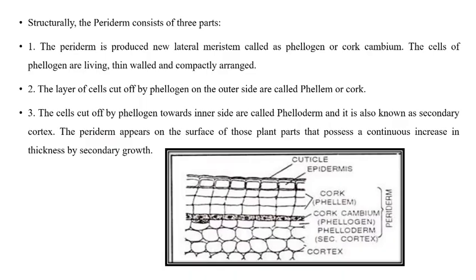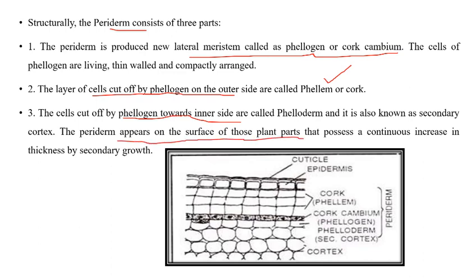So structurally, periderm consists of three parts. The periderm is produced by a new lateral meristem called phellogen or cork cambium. The layer cut off by phellogen on the outer side is called phellem or cork, and the cells cut off by phellogen towards the inner side are called phelloderm, also known as secondary cortex. The periderm appears on the surface of those plant parts that possess continuous increase in thickness by secondary growth.